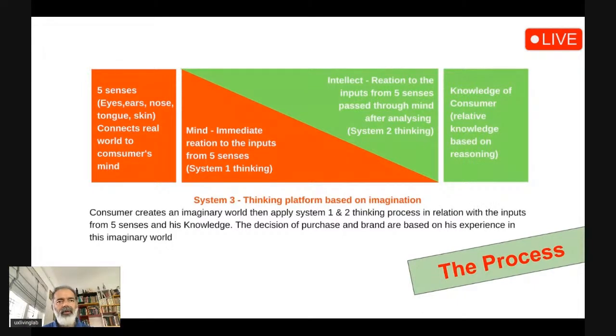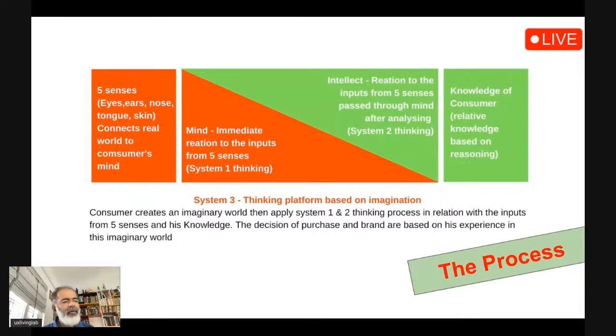When you see something, you immediately react. When you hear something, you react. When you feel something, you react. So the mind will immediately react to these five senses. That's spontaneous, that's fast, that is quick. That's why we can categorize it as system one thinking. In a split second, it will react, from your unconscious mind also.